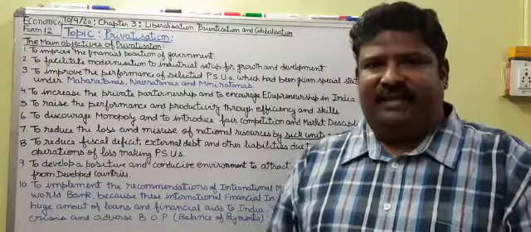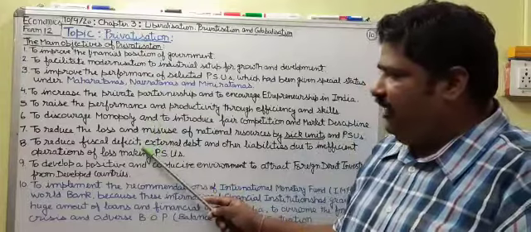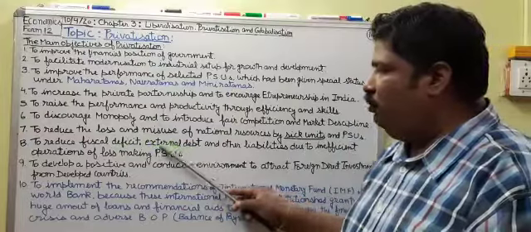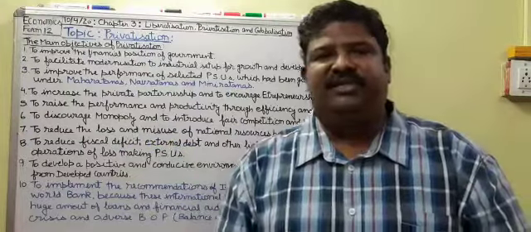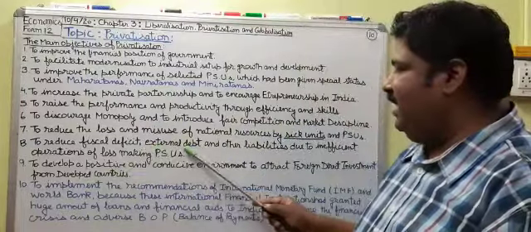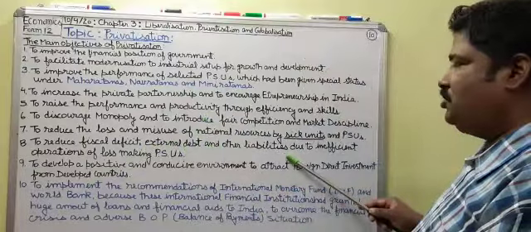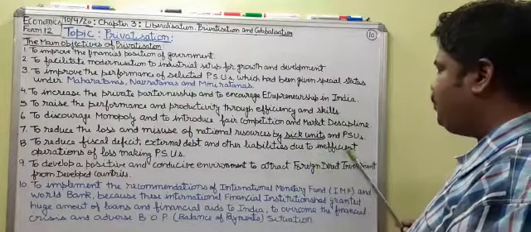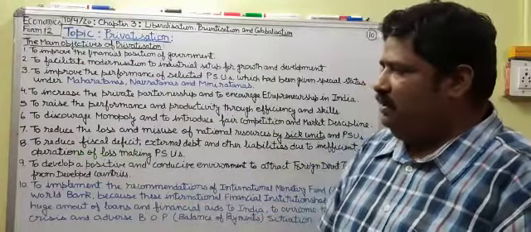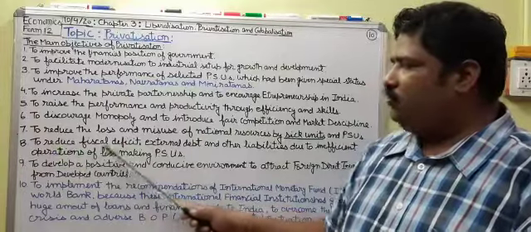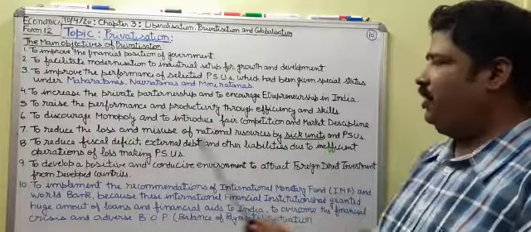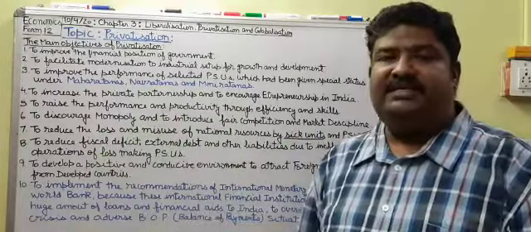And it is not only that. To fulfill this deficit, the government had to take loans, to borrow from international financial institutions and foreign countries. So it was another reason for the external debt. And there are other liabilities also. Why? Because our PSUs were inefficient in their operations and loss making. So this point number 8, to reduce fiscal deficit, external debt and other liabilities due to inefficient operations of loss-making PSUs.